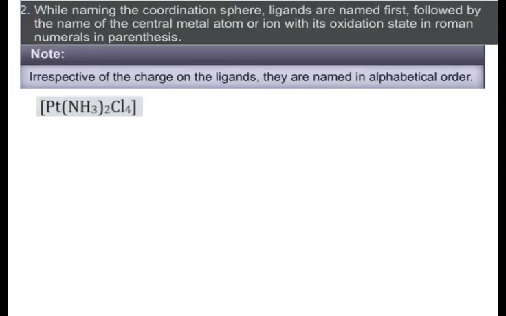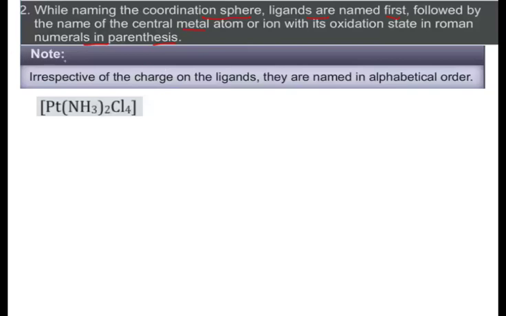Now the second rule. Now we will focus on how to name the coordination sphere, that is, whatever is given within square brackets, containing metal and ligands. While naming the coordination sphere, ligands are named first, followed by the name of the central atom or ion with its oxidation state in Roman numerals in parentheses. So this is rule 2, right? How to name the coordination sphere.